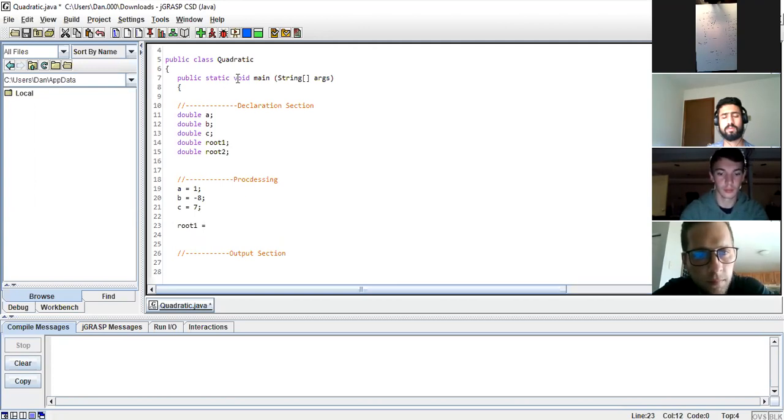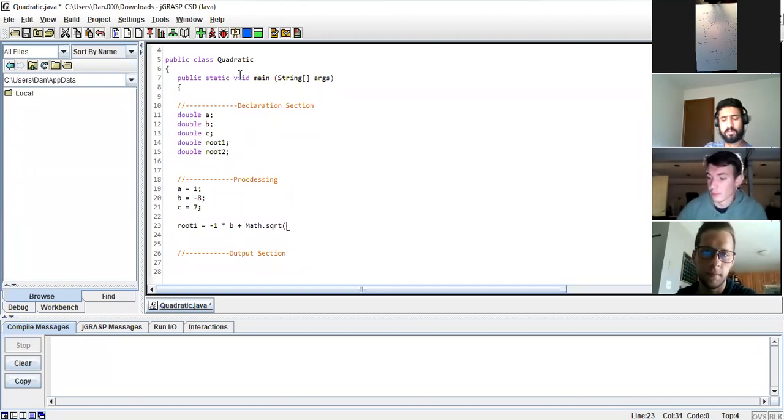Root1 is going to equal, well, I can't put -b because the computer doesn't understand it. So I'm going to go -1 times b plus what? I want to take the square root of something, don't I? Math.sqrt. Okay, so I want to take the square root of, now what's that thing under the square root called? B squared minus 4AC is called what?